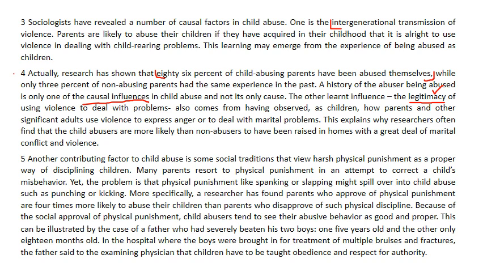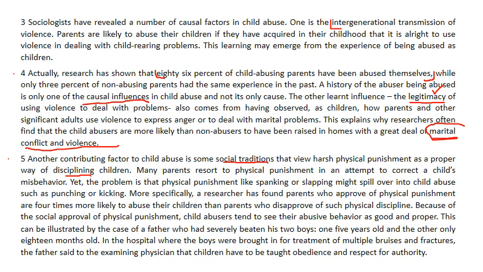This explains why researchers often find that the child abusers are more likely than non-abusers to have been raised in homes with a great deal of marital conflict and violence. Marital, of course, related to marriage. Another contributing factor, so this is another factor, is social traditions that view harsh physical punishment as a proper way of disciplining or raising children.